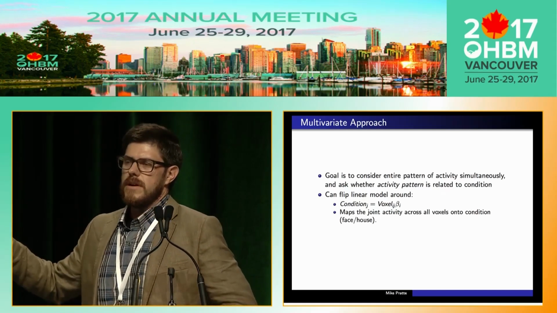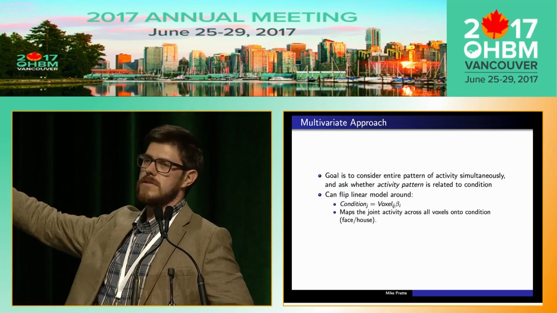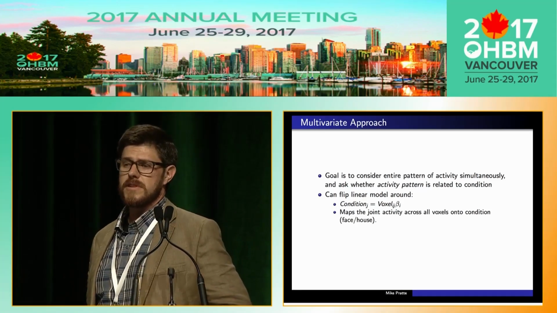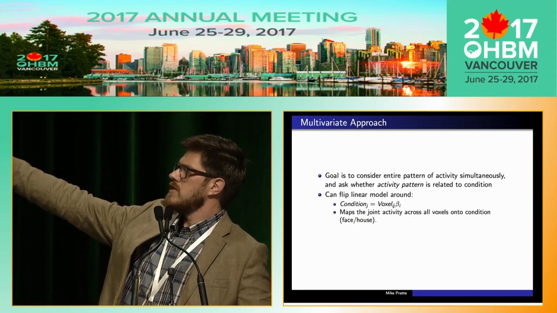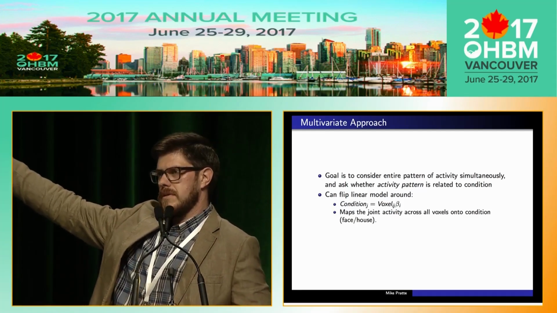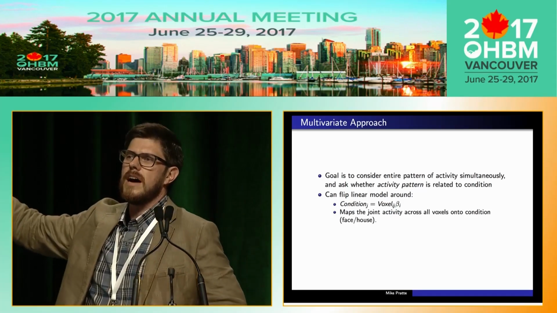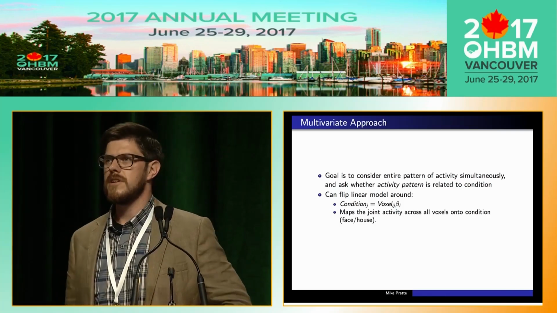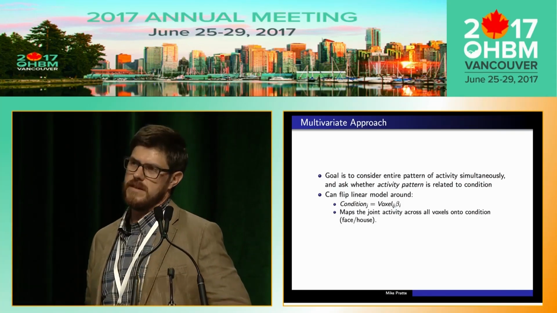The simplest way, though, is to just flip the linear model that we've been using to do univariate analysis around so that the independent and dependent variables get flipped. So here I've said condition is now a function of voxels times some weights. So it looks very similar to the standard univariate analysis, but instead of trying to predict voxel activity as a function of condition, I'm predicting condition as a function of the voxel activity.